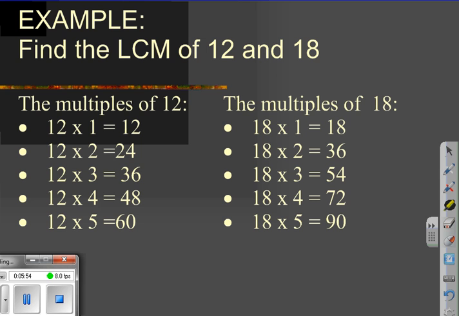And generally, it's good to go 5 numbers out. I mean, that's a good starting point. So do 5 of the first, 5 of the second. And then you look and you say, are there any in common? Are there any in common, Nick? 36 is in common. Is that the smallest, the least number in common? That's your least common multiple, because it's the lowest number that is in common between both numbers.